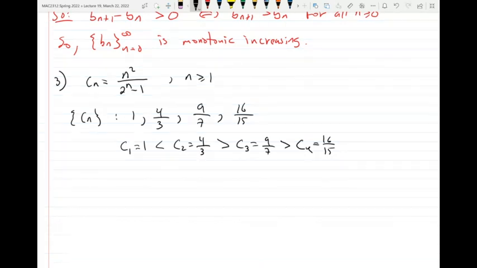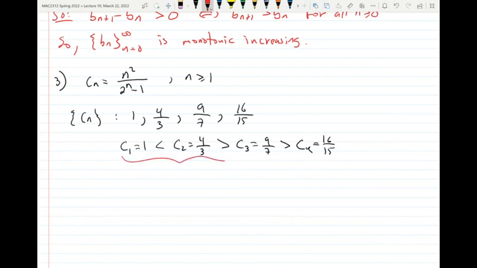So the question is, does it keep going down? Let's try to investigate because, you know, maybe at the 20th element it goes back up. Okay, so let's do some calculus now. First of all, we can see that it's not monotonic for n greater than or equal to 1.